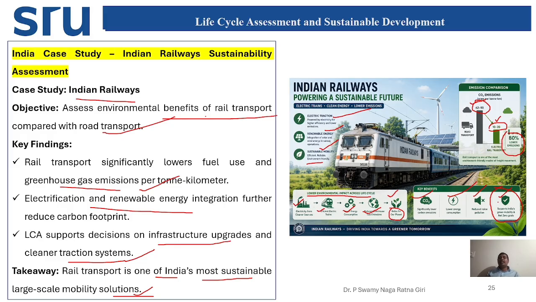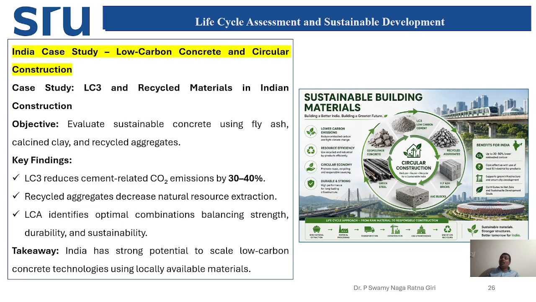If people try to understand this case study and consider the different rail motivations, how much LCA is adapted for trains moving on different tracks, electricity consumption, and which type of vehicle movement is better for the future of India. Thank you. Next, we'll go to the next case study, which is about low carbon concrete and circular construction.